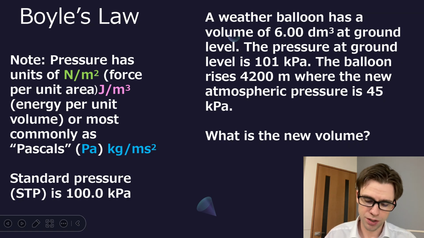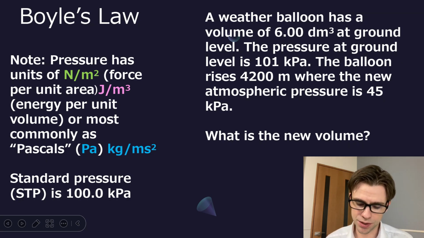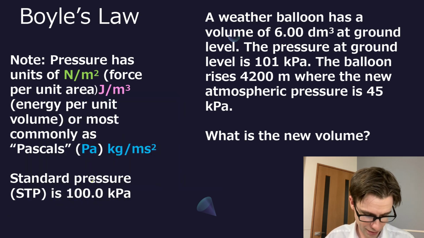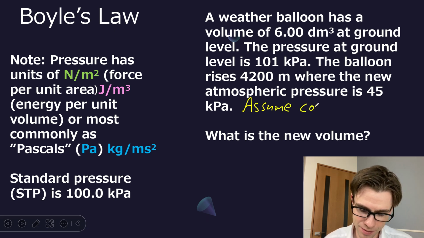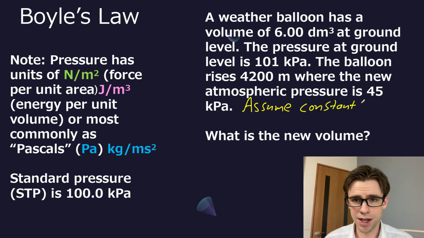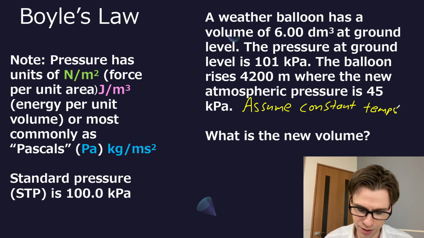So here's our practice question. A weather balloon has a volume of 6.00 decimeters cubed at ground level. The pressure at ground level is 101 kilopascals. The balloon rises 4,200 meters, where the new atmospheric pressure is 45 kilopascals. And I think, to answer this question, we have to assume constant temperature, that the temperature at ground level and up in the sky is the same, which is highly unlikely. We will learn how to account for that later in my next video, but just for now we need to assume constant temperature, which makes this a very weak approximation.